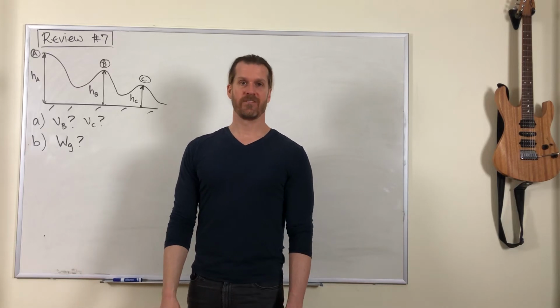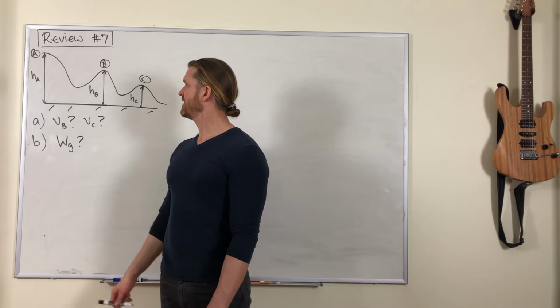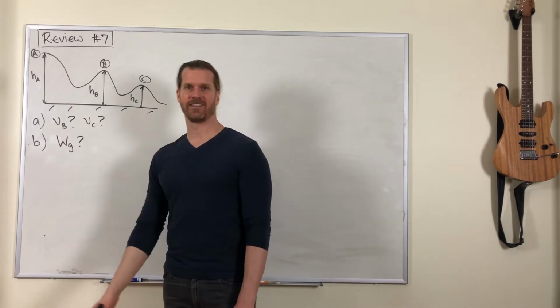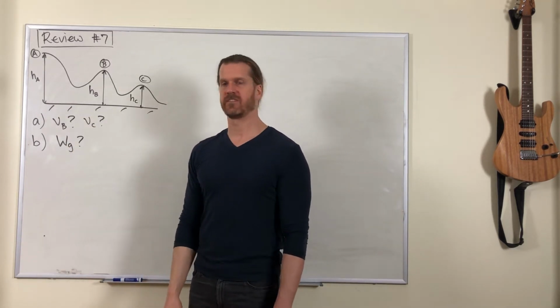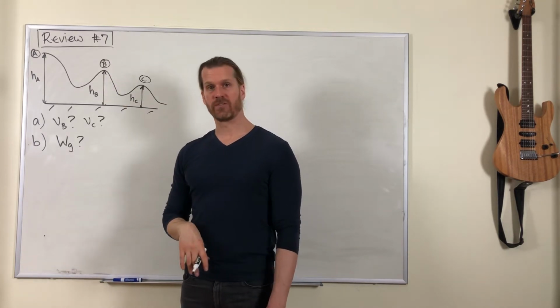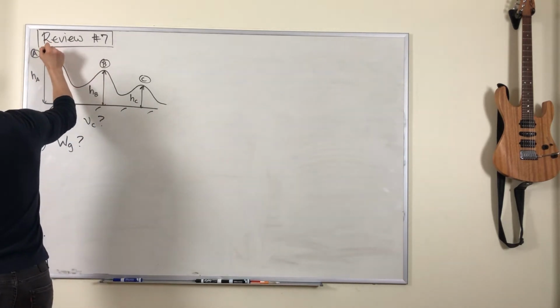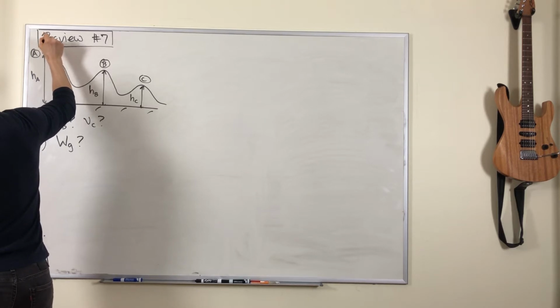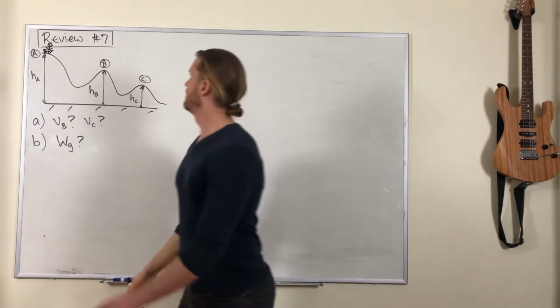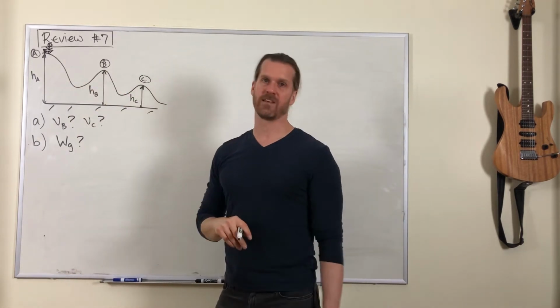Review problem number 7. We've got a roller coaster and we're given the initial height and the initial speed, which is 0, and we want to find the speed at some other points along that roller coaster track. Here we are at the beginning of the ride, at point A, and then we'll end up at points B and C.